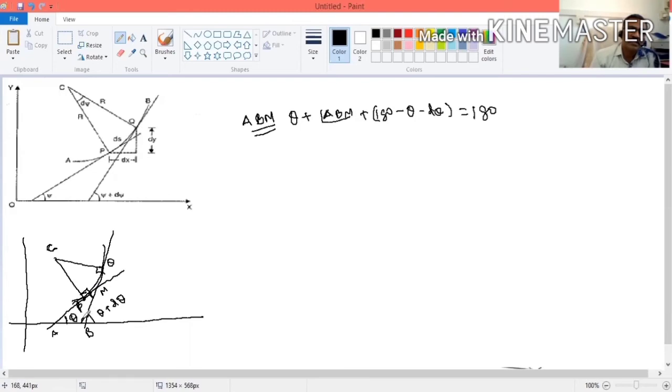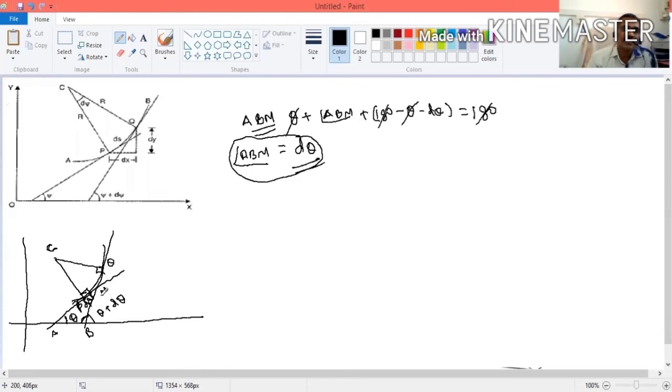So this angle is theta, this is theta plus d theta. So 180 minus this angle plus this angle. So I have written like this. Here we can cancel this theta and this theta. Here 180 degree, there 180 degree, that also you can cancel. Then if you take d theta to that side, the angle ABM is equal to d theta. So this angle is d theta.